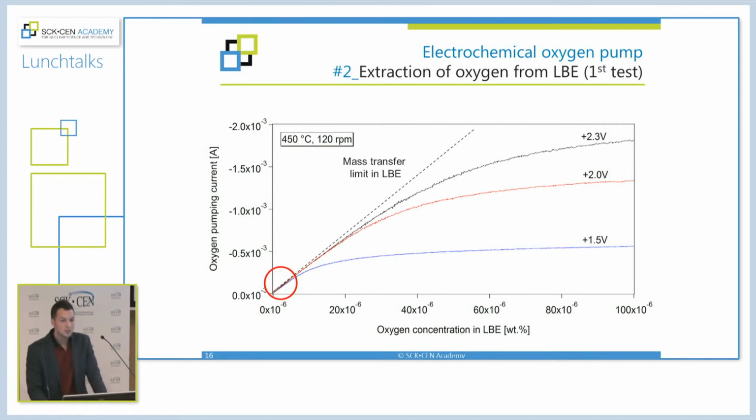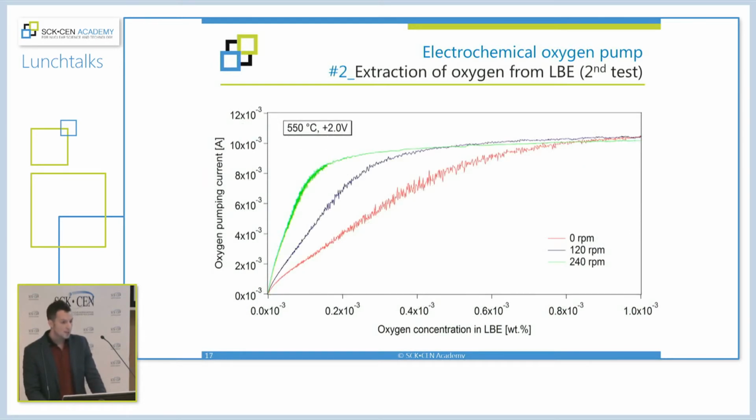If there is a mass transfer limit in LBE, there are two ways to improve this. Either we change the fluid dynamics, or we increase the surface area. If we change the fluid dynamics, this is the result we observe. In fact, this confirms that at low oxygen concentration, there is a mass transfer limit. By increasing the rotation speed of the stirrer, we can improve the efficiency of our pump.